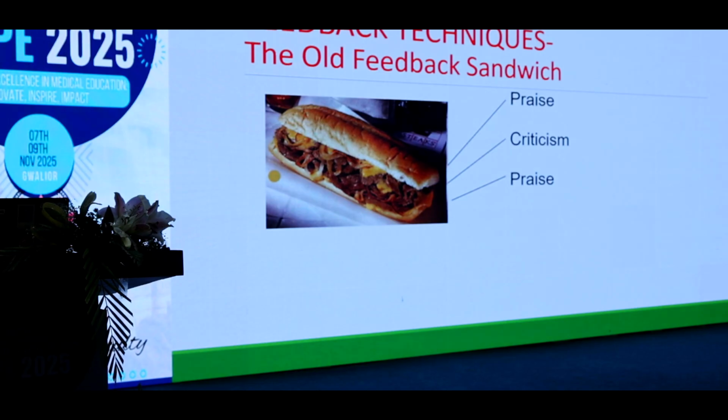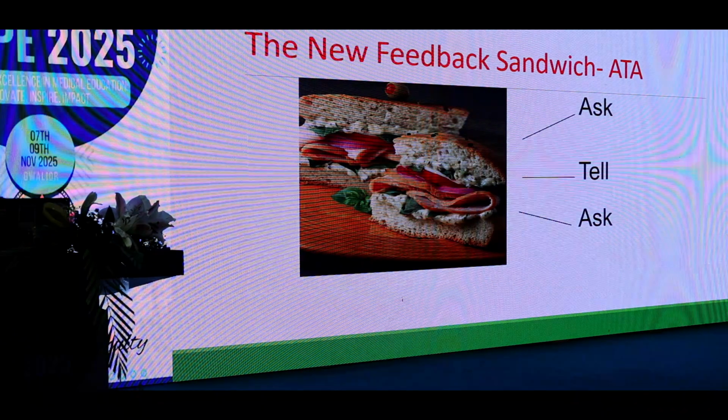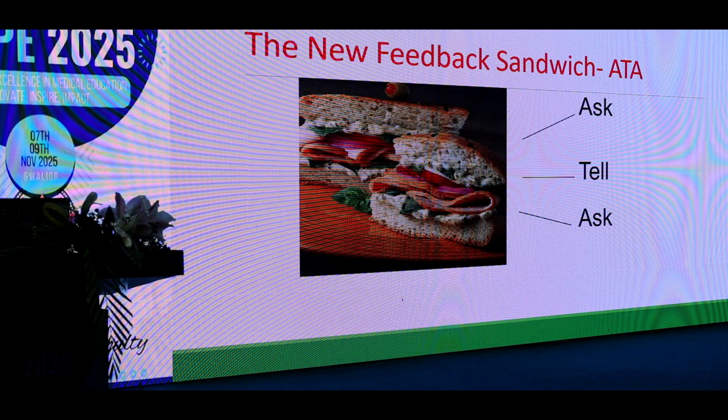So what are the various feedback techniques? The old feedback sandwich has been in history for very long, and it has 3 steps in which the 2 buns of the sandwich are positive feedback, while the filling or the meat in between is the negative feedback. But it has been replaced by the new feedback sandwich, that is ATA, that is ask, tell and ask, in which the first and the third steps of the feedback are basically learner driven.